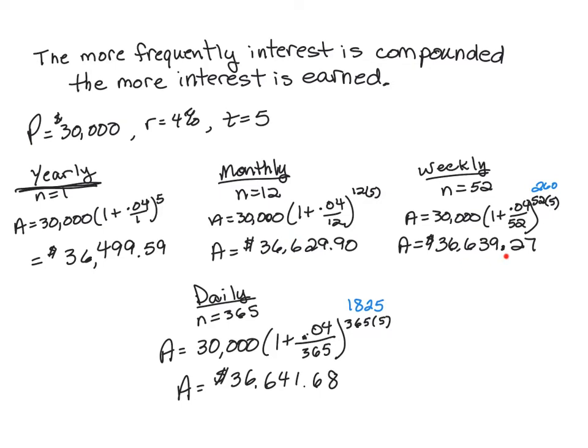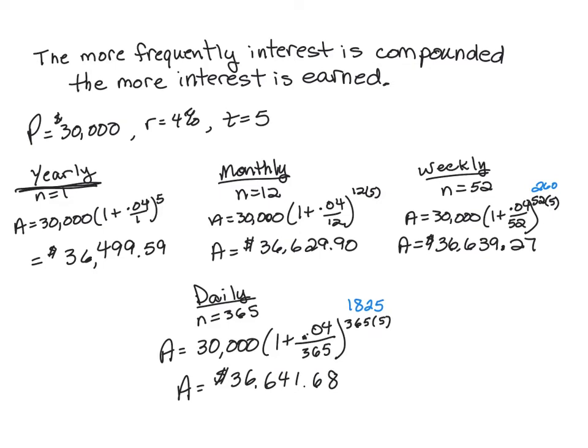When we do it weekly, it's up another $10, not quite $10, but still it's more. When we do it daily, the 0.04 gets divided by 365 days, and the 5 years gets multiplied by 365 days. This account is getting compounded 1,825 times. So it makes a difference.